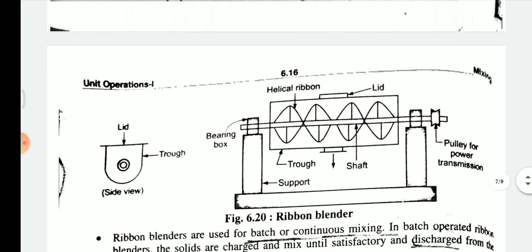So we see that there is a horizontal cylindrical casing, in which a central shaft is mounted, and the mounted shaft is connected to the bearing box, and the bearing box is connected to the power transmission pulley.